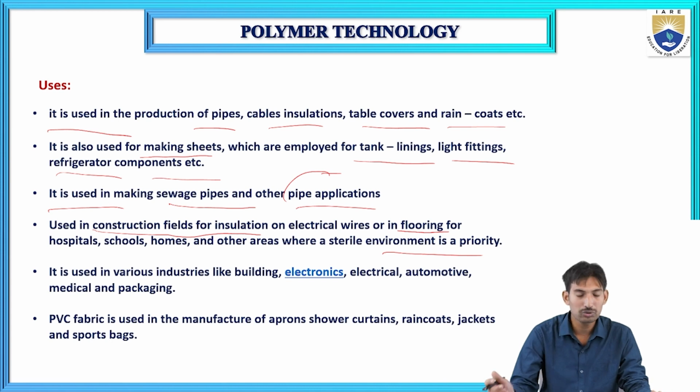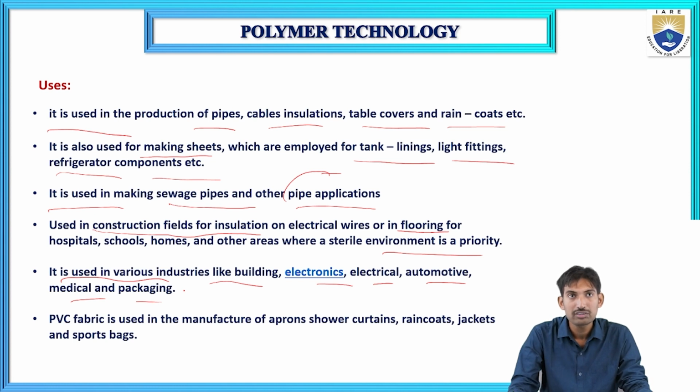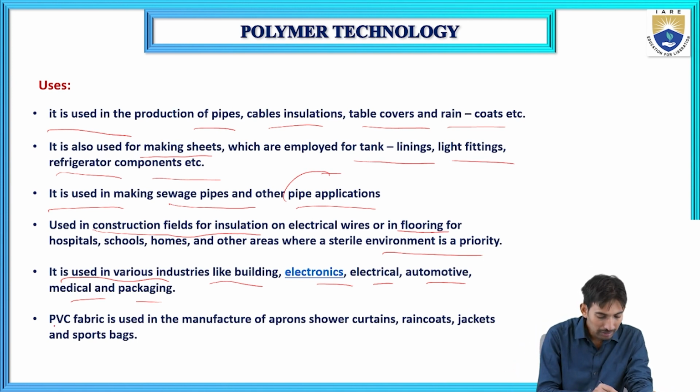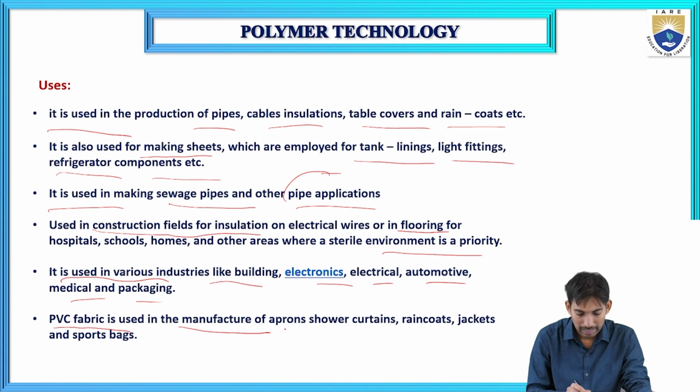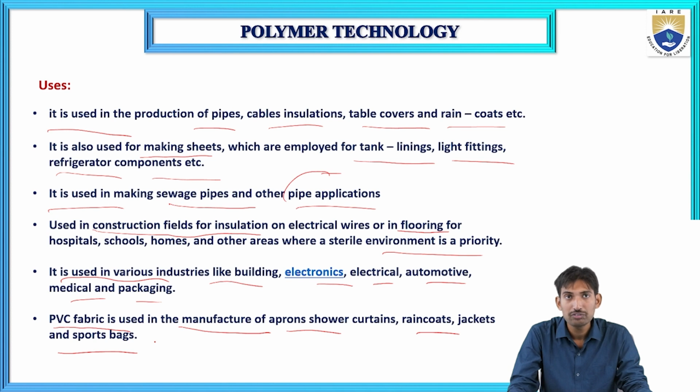Polyvinyl chloride is used in various industries like building, electronics, electrical, automotive, medical, and packaging. PVC fabric is used in the manufacture of aprons, shower curtains, raincoats, jackets, and sports bags. These are the uses of polyvinyl chloride.